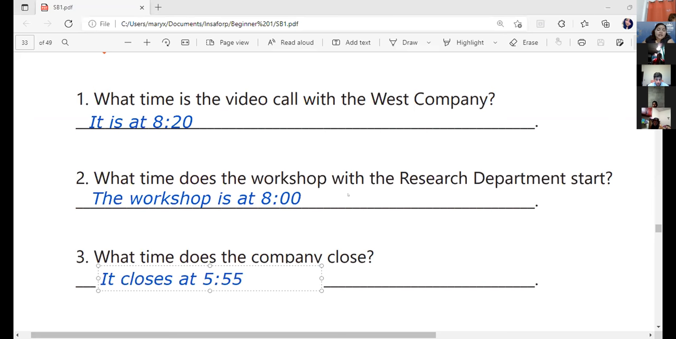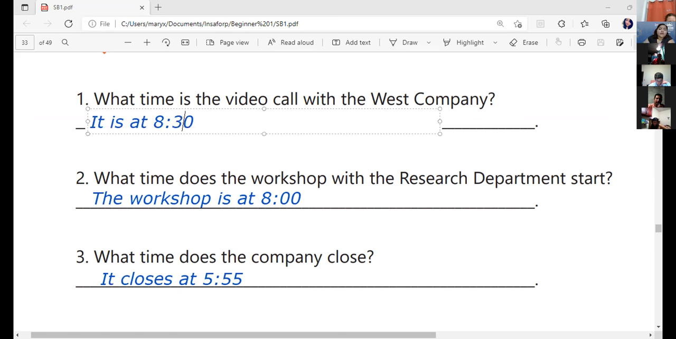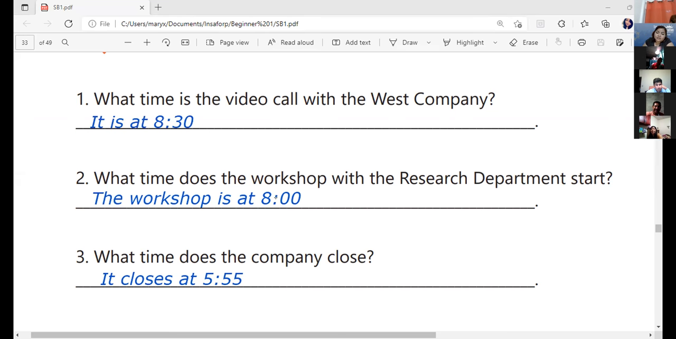Right, these are the answers. ¿Están todos de acuerdo con estas respuestas? Teacher, and number one is at 8:30. 8:30, okay. No es a las 8:20, it's 8:30, okay. Number two. Yes, teacher, 8:00 había puesto yo y me equivoqué cuando leí la respuesta. Number two is?